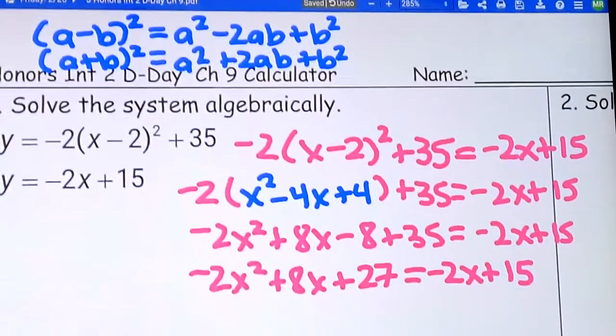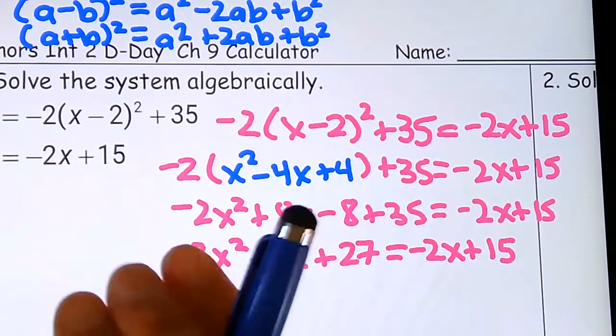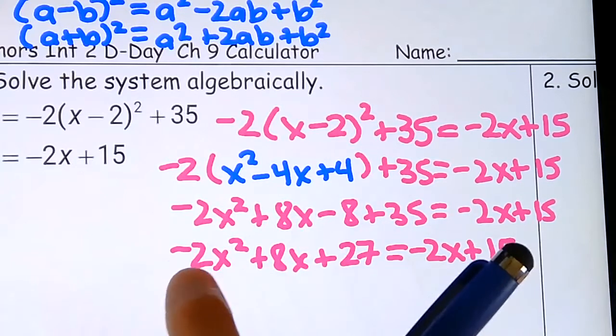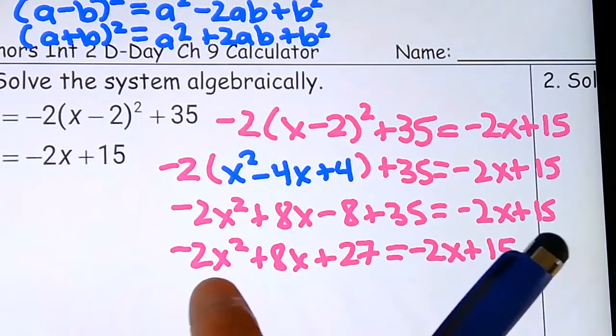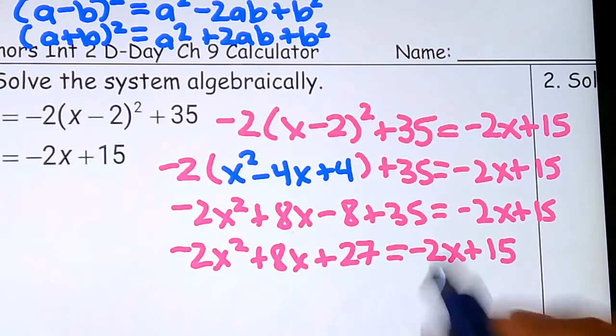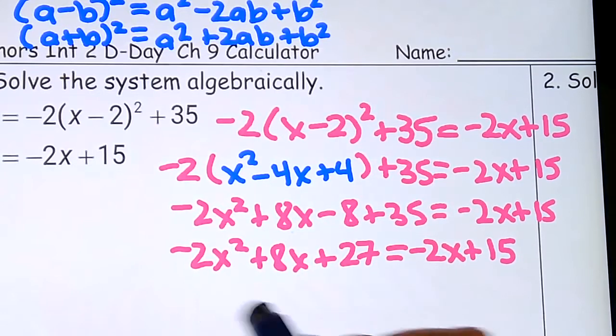Now, I like my x squareds to be positive. So wherever my x squared is positive is usually where I will take it. So either I can multiply everything by a negative, or I'm literally going to move everything to this side because it's negative on this side. So my negative 2x squared will be positive over here.